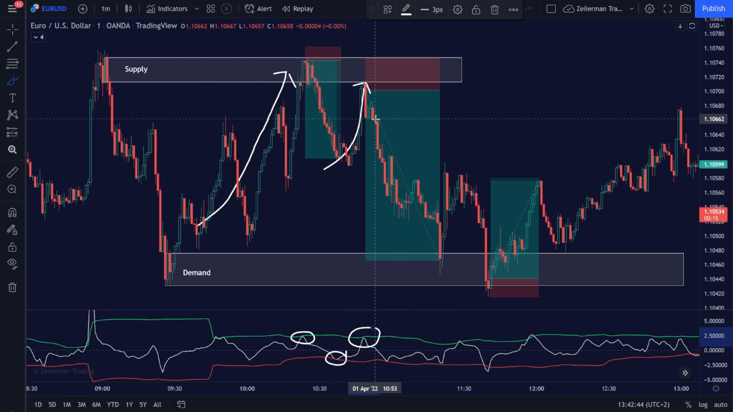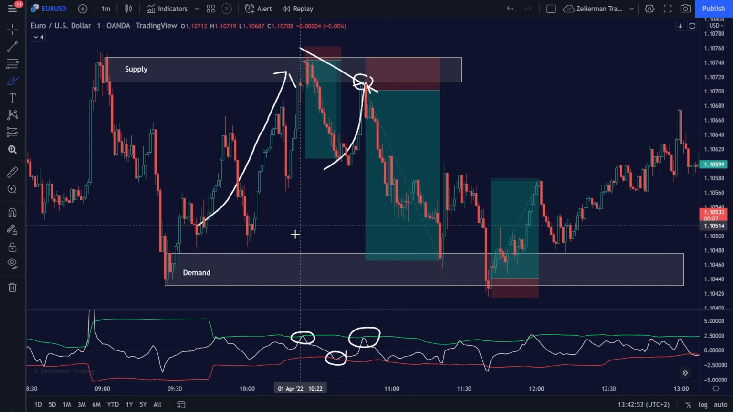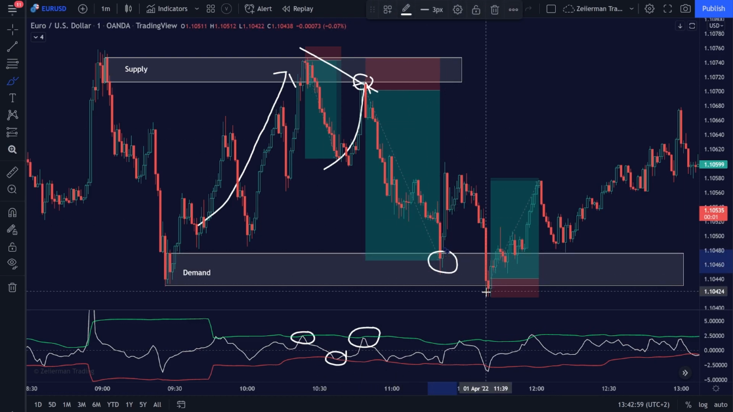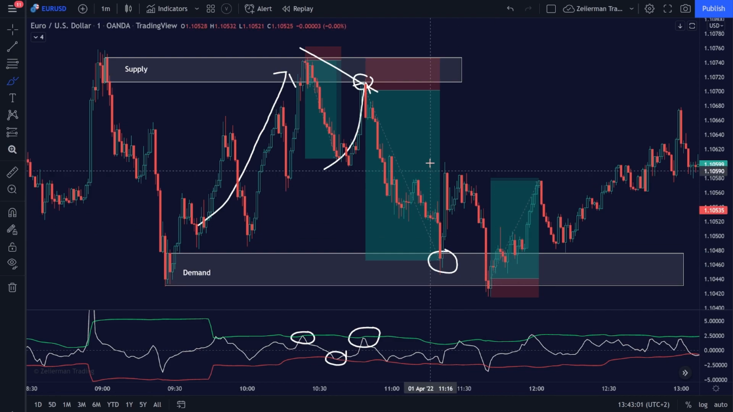And our target for this kind of trade, since we make a lower high, we can expect the price to come back down to this demand zone. So our target is the demand zone. So this is another great short example using the volatility indicator.